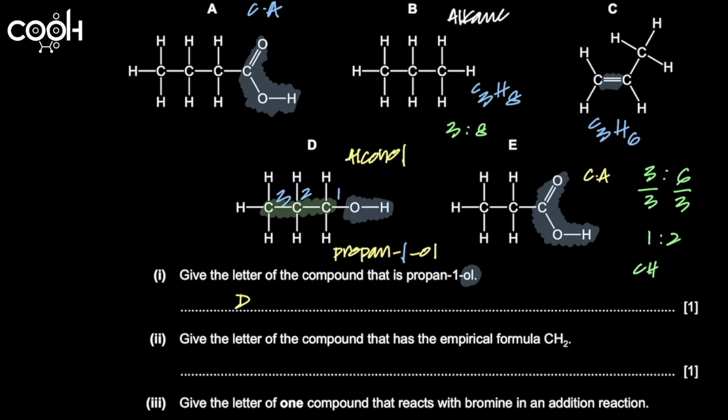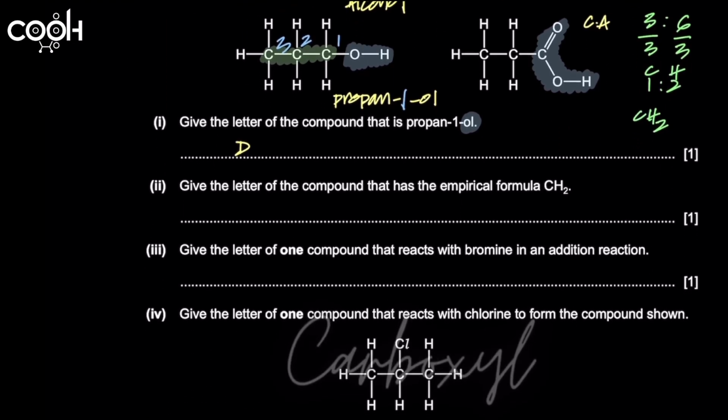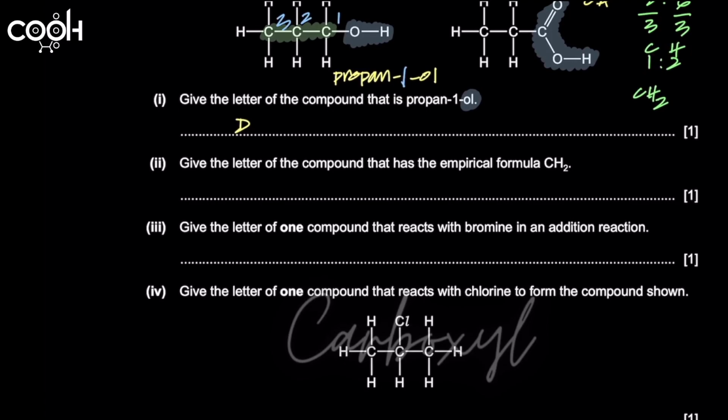And this fellow right here is CH2, right? You have 1 carbon, and you have 2 hydrogens for every 1 carbon. That's the ratio. So what's the letter? The letter is C. C for salt. No, it's S for salt.